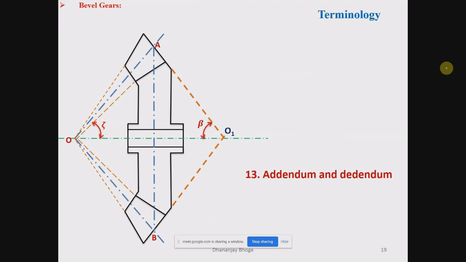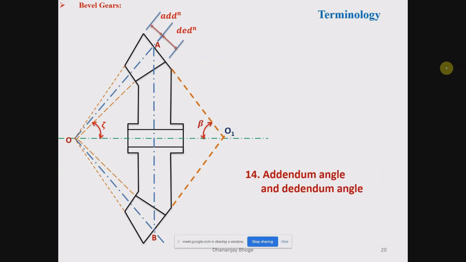The next, addendum and dedendum. Diagram मध्ये बघा, on the top teeth I will show the addendum and dedendum. Distance between face to the pitch line is addendum, and distance between root and pitch line is the dedendum. Okay.